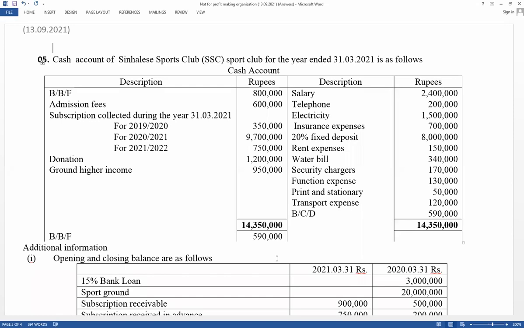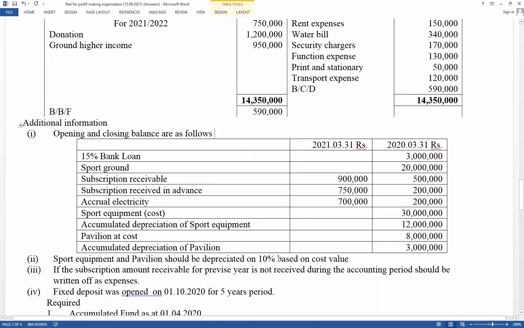Right. Now the additional information. There are 4 pieces of additional information. First one, it has given opening and closing balances. 31st March 20 means opening balance, and 31st March 21 is the closing balance. Opening balance should be included in accumulated fund calculation, and closing balance should be included in financial position. Given opening as well as closing balance.